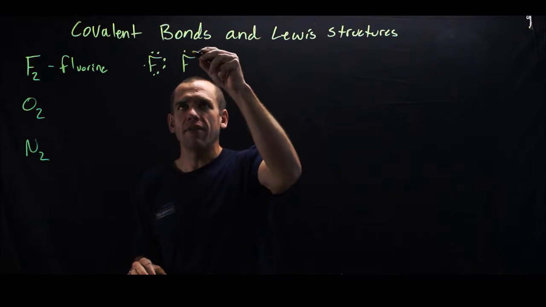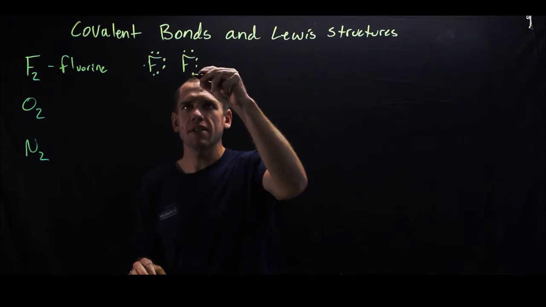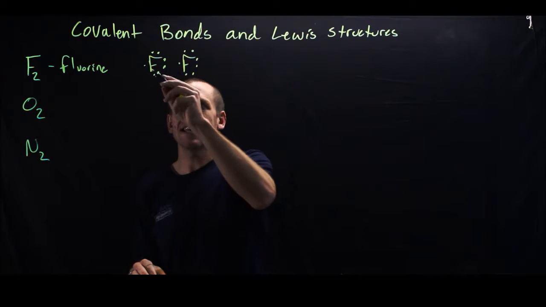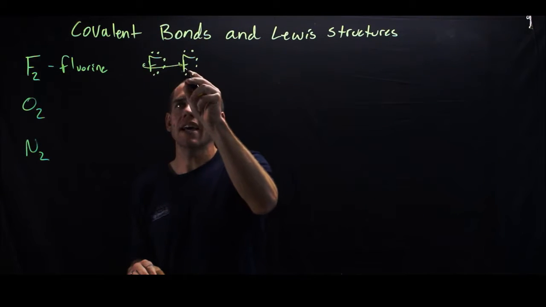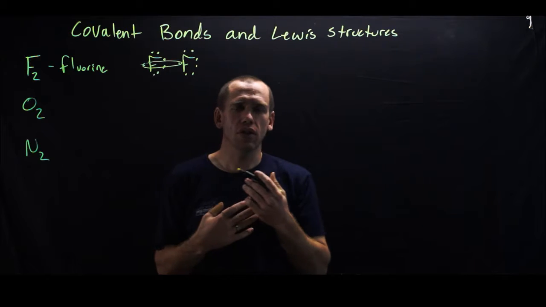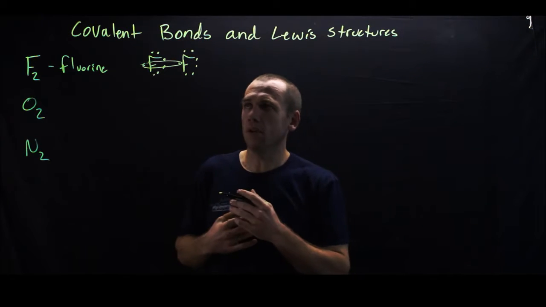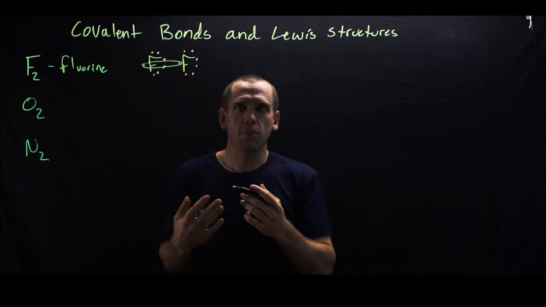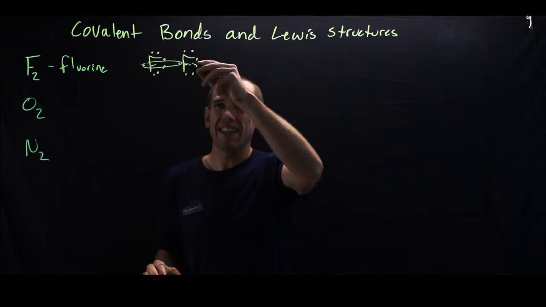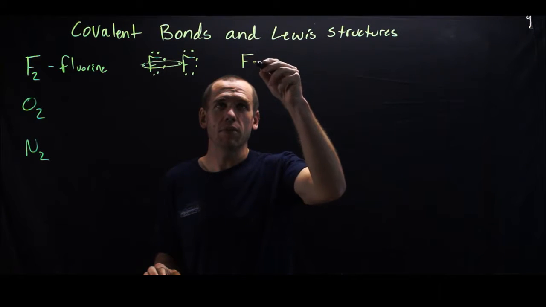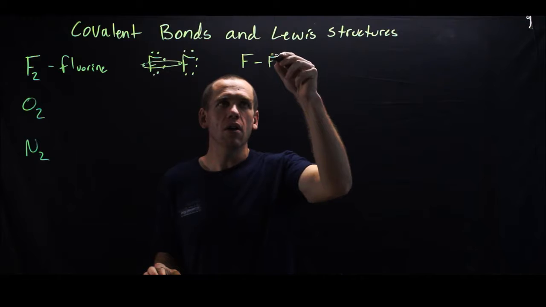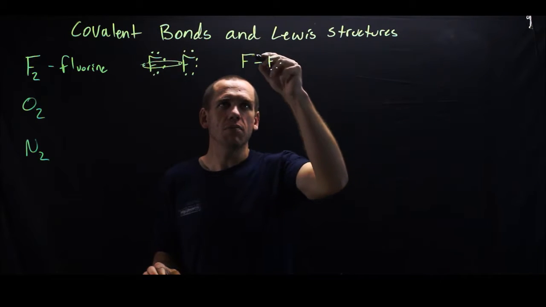Now, if I have two fluorines, that means I have two of these things, and I can see that this unpaired electron and that unpaired electron will actually overlap in the same orbital, and they will be attracted to both nuclei and will form a covalent bond. That's what we call a single covalent bond, because one pair of electrons is shared between the two atoms.